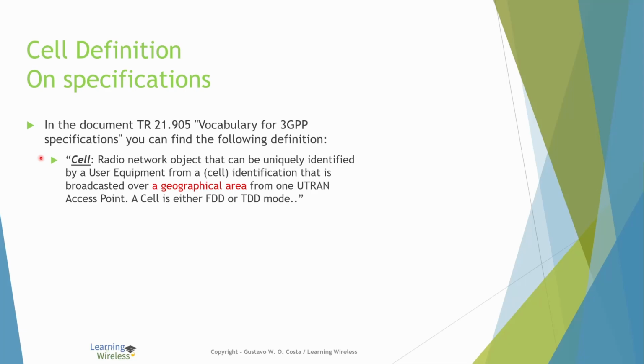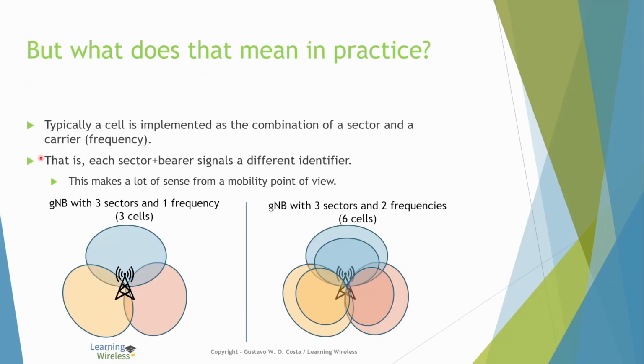But what does that mean in practice? It means actually most of the time that the cell is implemented as a combination of a sector and a carrier of frequency. So you would assign during the cell planning these identifiers for each sector and carrier. And that makes a lot of sense from a mobility point of view, because those are actually the coverage units. So in each frequency, you have a different coverage. As shown here on the right, for example, if you have two frequencies on the same sector, then quite usually one of the frequencies will have a larger coverage and the other one will have smaller coverage.